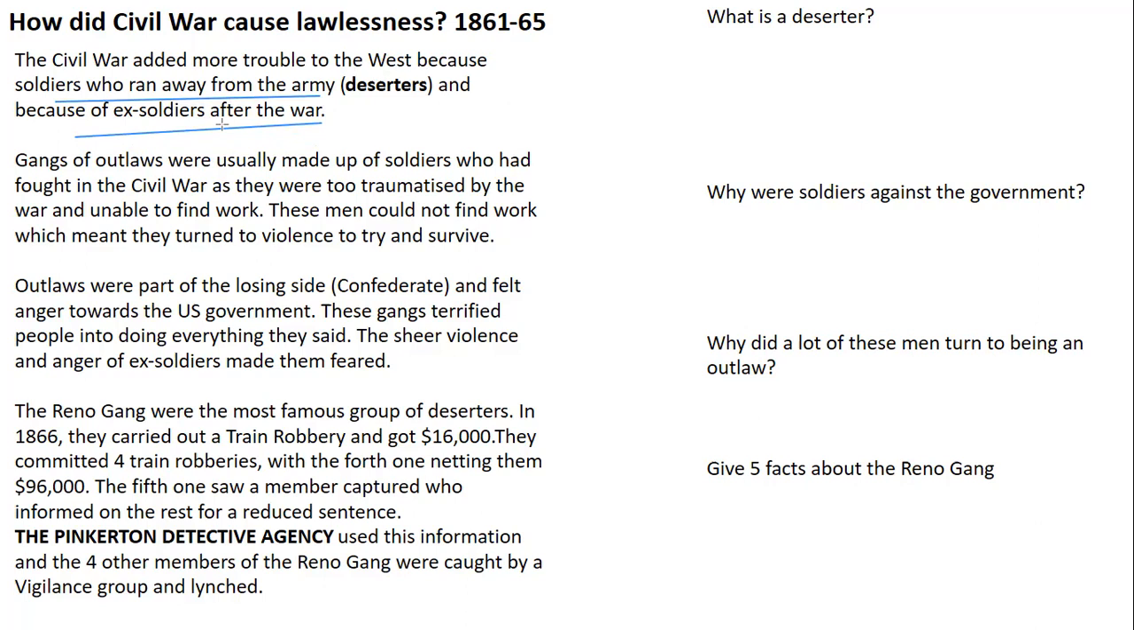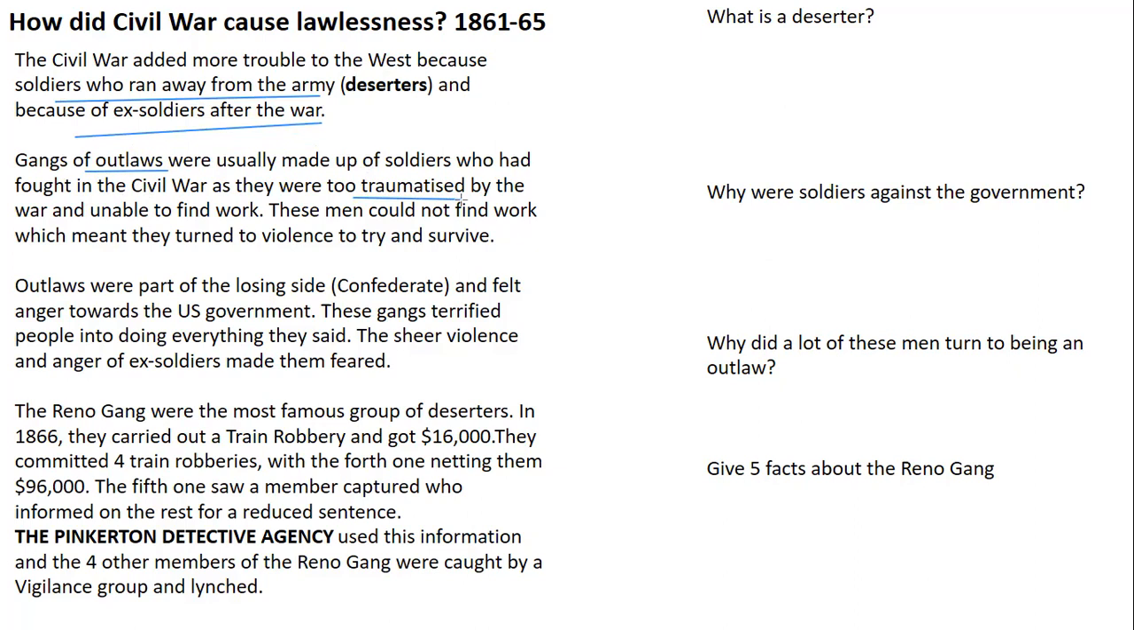Now, lots of the Civil War soldiers did go into lawlessness because there was no other option. So gangs of outlaws were usually made up of soldiers who had fought in the Civil War and were too traumatized by the war and unable to find work. So if you got a question, explain 2 consequences of the Civil War, then that's what you've got.